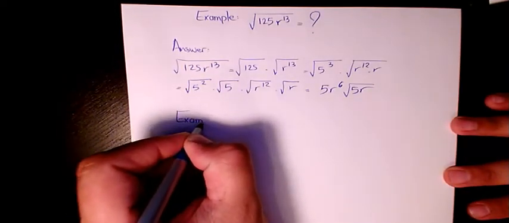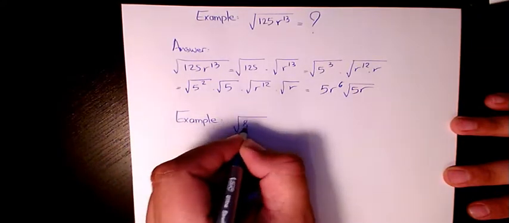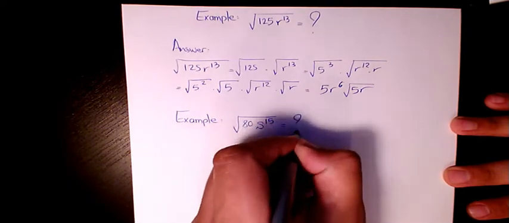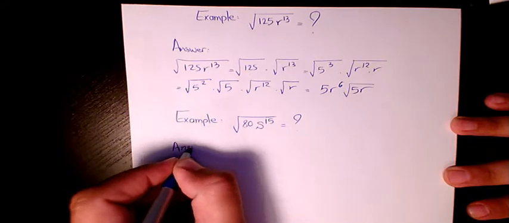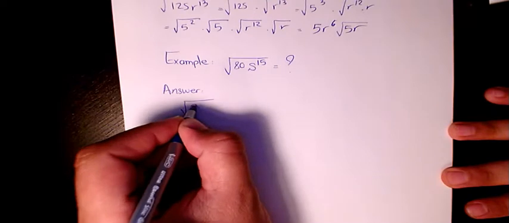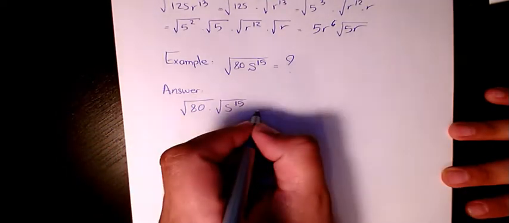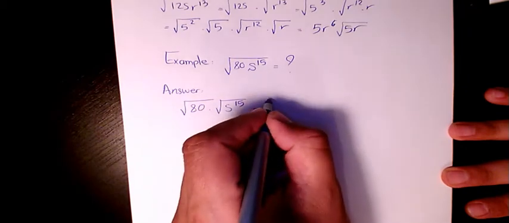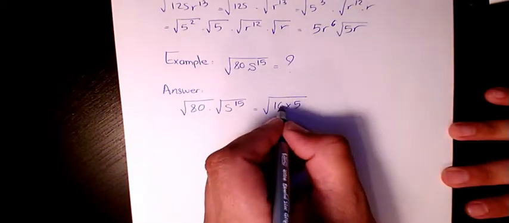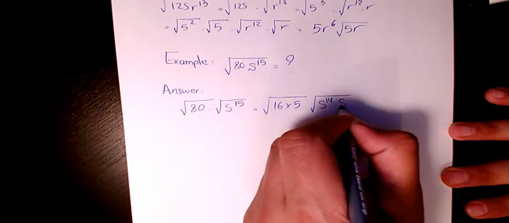Next example, I have the square root of 80 s to the power of 15. First of all, for the answer we separate them. It's going to be the square root of 80 times the square root of s to the power of 15. 80 is 16 times 5 when you factor it, and s to the power of 15 is s to the power of 14 times s.